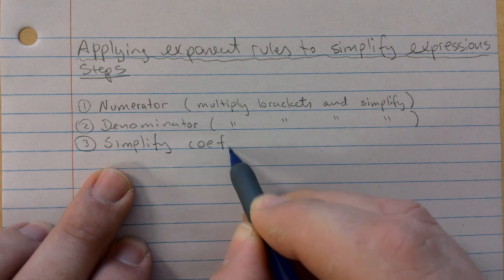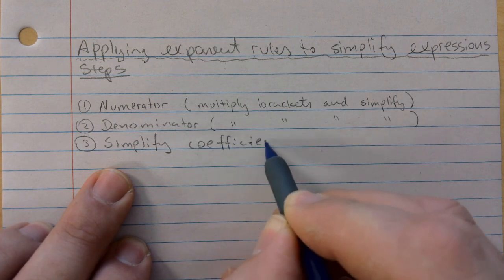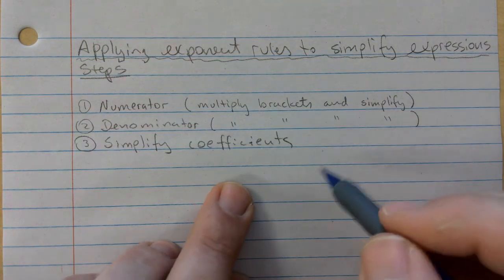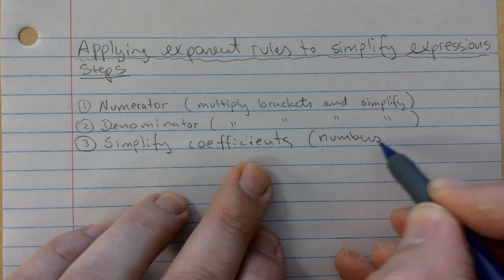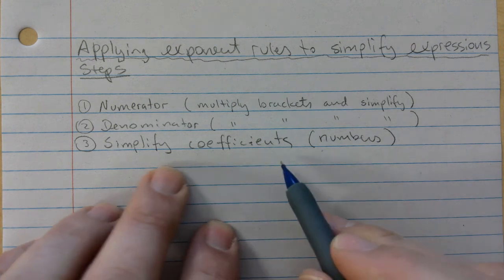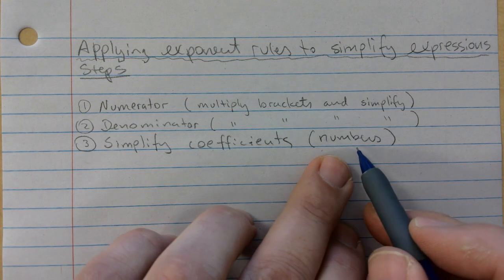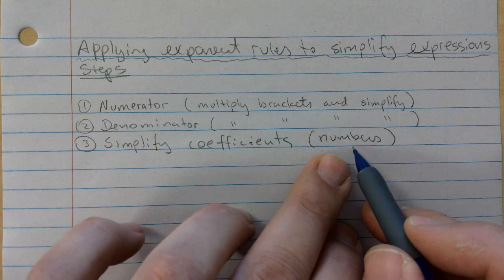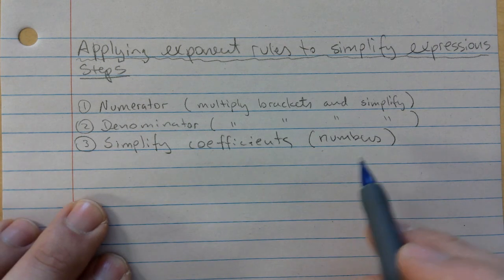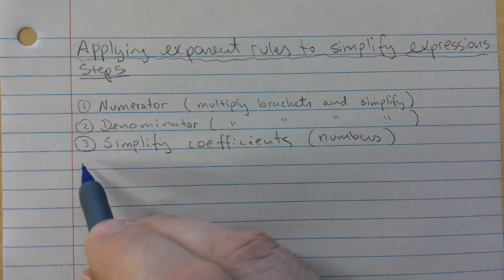coefficients. That's a fancy way for numbers, right? Simplify any numbers that are there, like the fractions. If you have a number in the denominator and the numerator and they have a common factor, you do that, right? You simplify it.